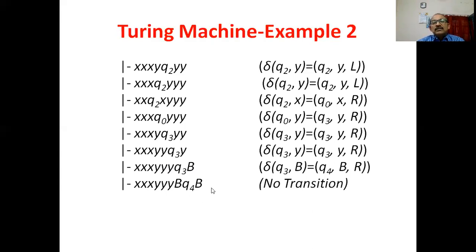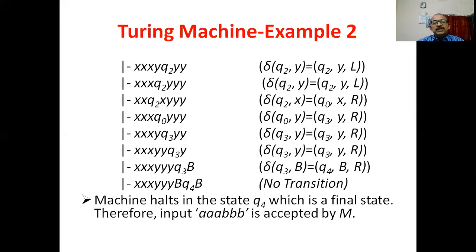Here you can see we don't have a transition function for this state. Means the machine is in state Q4 and it reads a blank symbol. The machine halts. If no transition function is defined, the machine will halt. But at this time you can see Q4 is a final state, means Q4 is a member of the set of final states. It means that this word is accepted by the Turing machine.